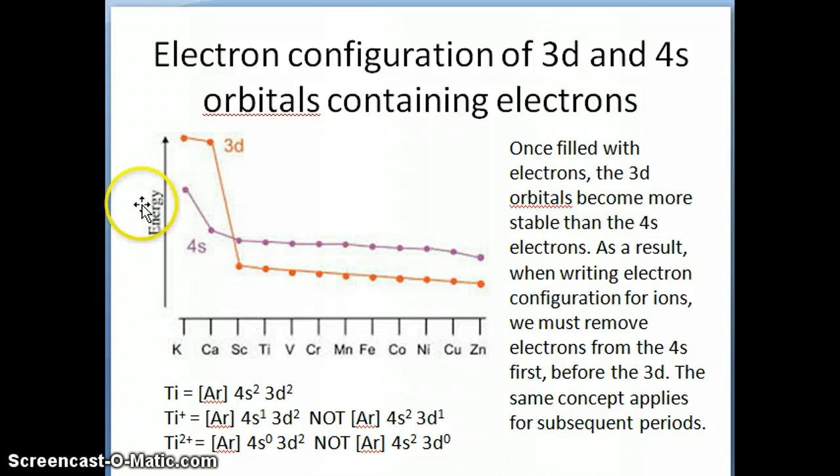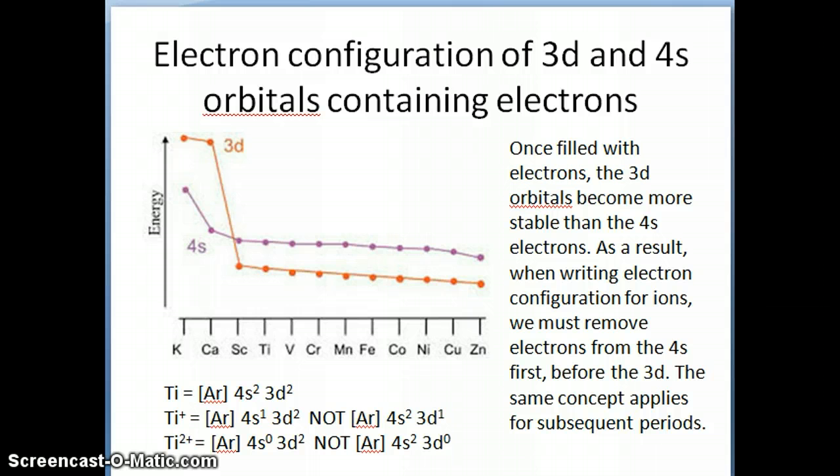Hi everyone. So in the last video of this electron configuration topic, I want to talk about the fact that when we're talking about the electron configuration of ions, especially ions in the transition metal, the cations, you actually want to be careful with the way you remove electrons from the ions.